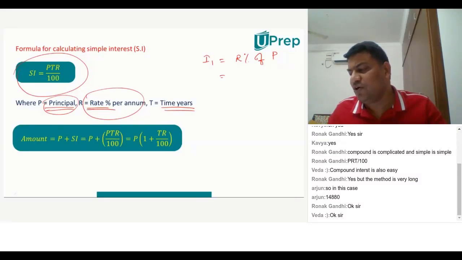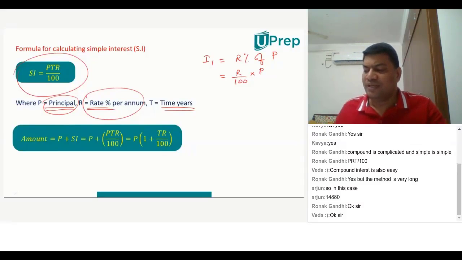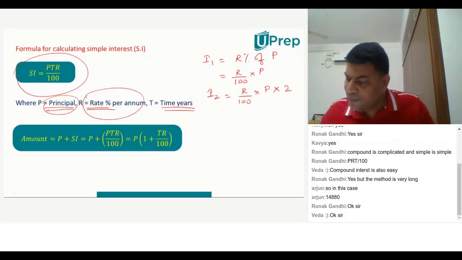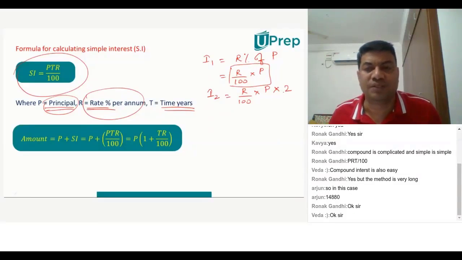Now, what is R% of P? It is nothing but R by 100 times of P. That is the interest for 1 year. If I were to calculate interest for 2 years, it will be R% into P, multiplied with 2 years. So this is your basic interest, and that interest multiplied with 2 will give you the interest for 2 years.